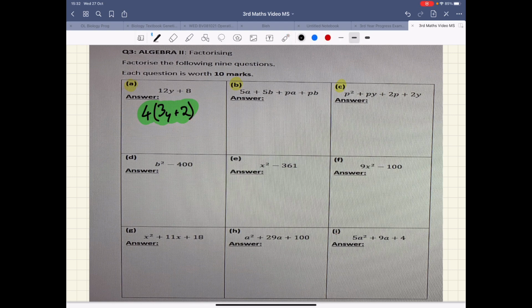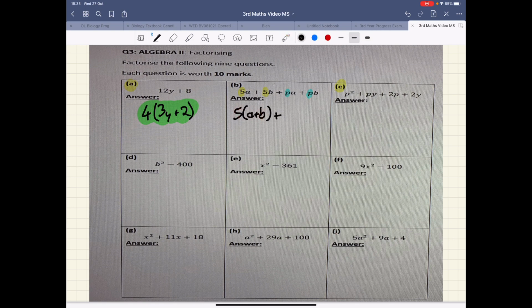The next one is grouping. And I was kind of nice with this because it's already grouped together. So if we have a look at this here, we see that 5 is common to both of these, and P is common to both of these. So take out what's common, which is going to be 5 multiplied by A plus B, because 5 times A is 5A, and 5 times B is 5B.